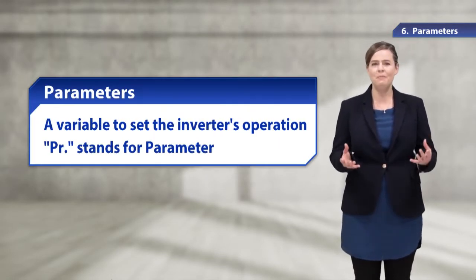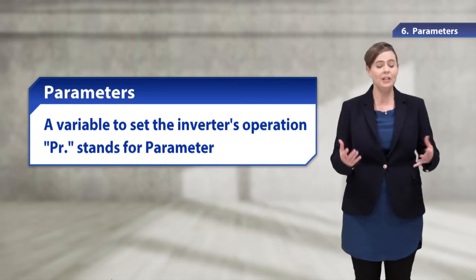To set an inverter, we need to understand the parameters. A parameter is a variable to set the inverter's operation and needs a numerical value for each setting. The parameter is abbreviated to PR, and the types and numbers of the parameters vary depending on the inverter model. If the inverter has been used before, it may still have the previous parameter settings.